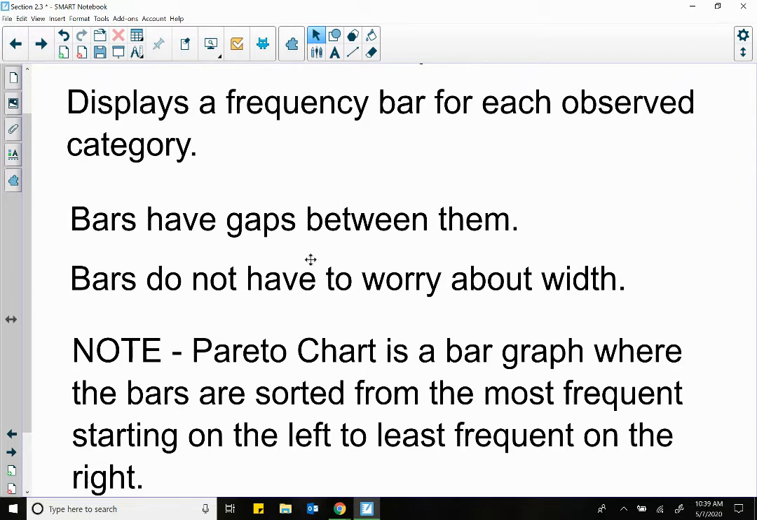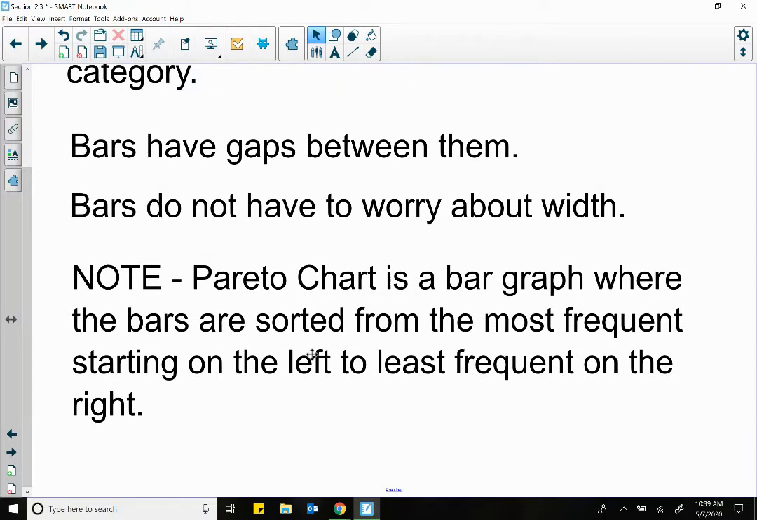Okay, now there is a special kind of bar graph called a, I call it a Pareto chart. Okay, and it is a bar graph where all we do is we sort the bars from the most frequent on the left to the least frequent on the right.